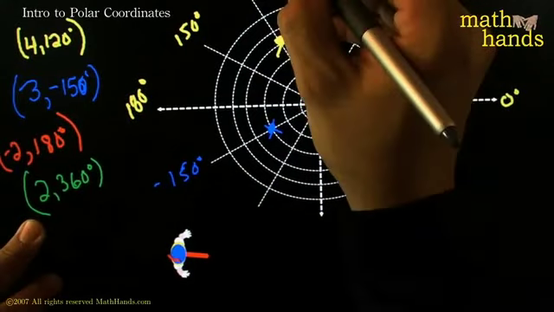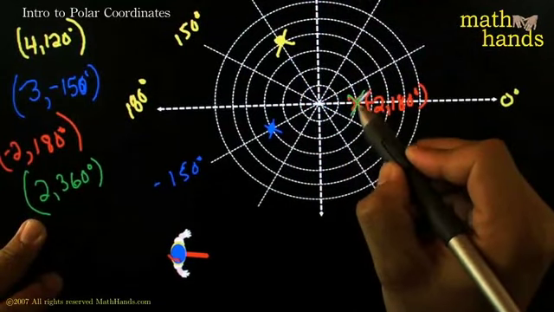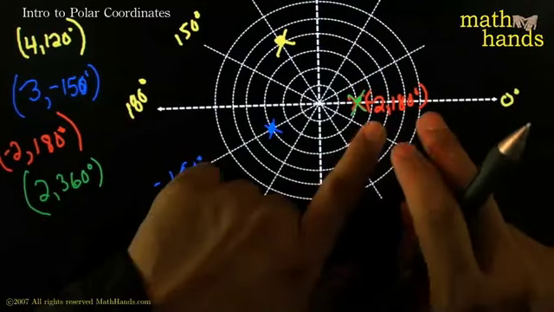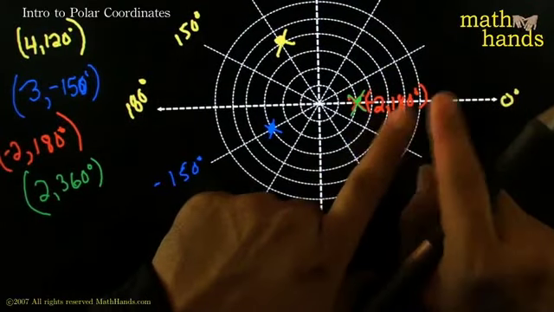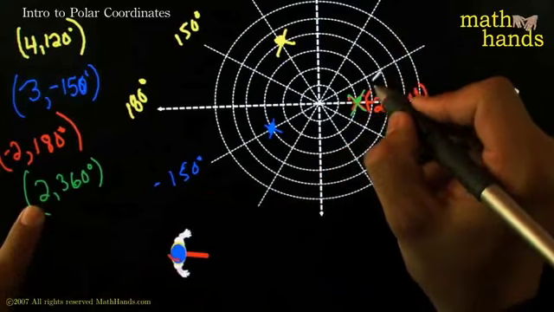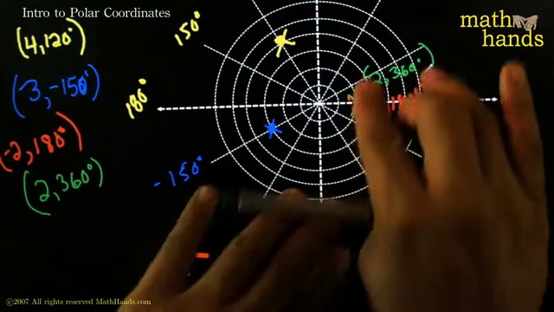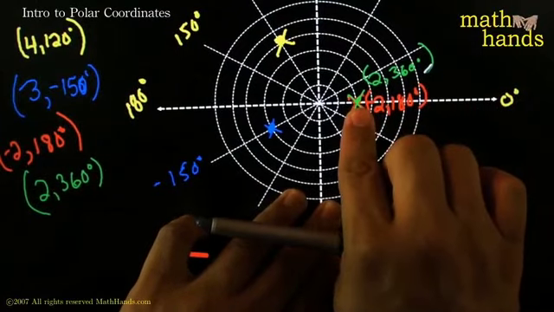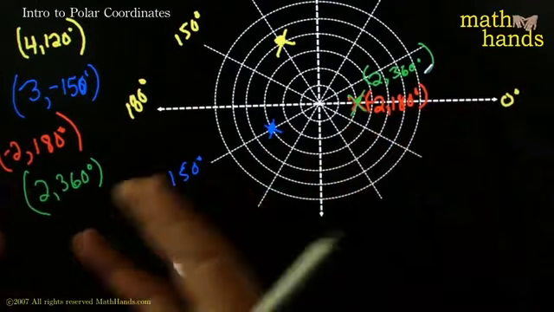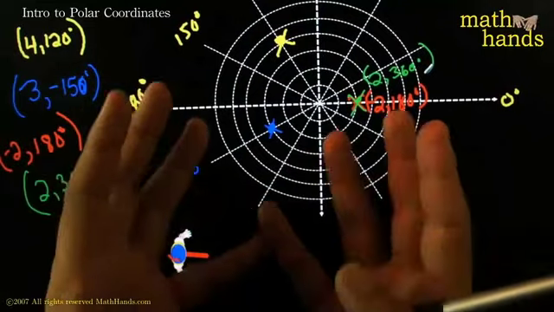So this spot right here, besides having one name, you could also call it -2, 180. You could also call it 2, 360. So right away you see 2 different names for the same point. That doesn't happen in the Cartesian plane. It happens a lot in polar coordinates.